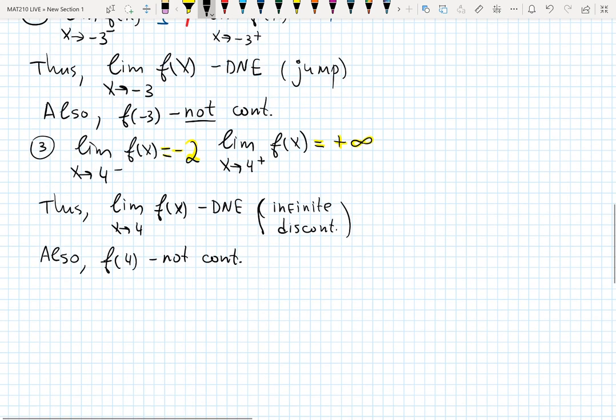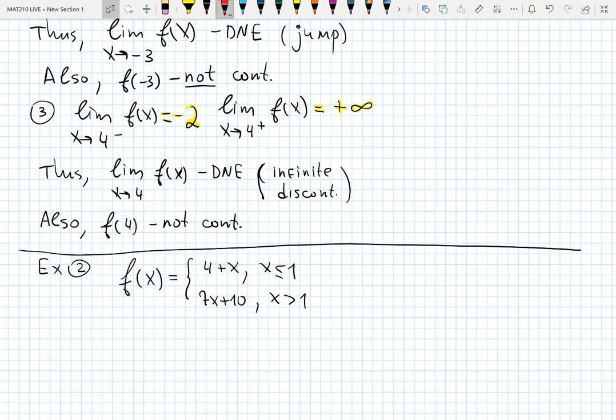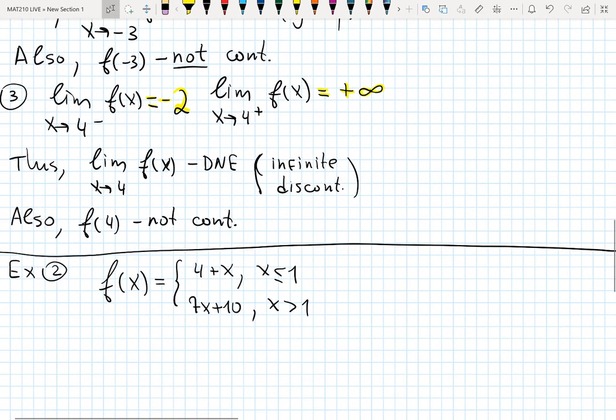One more example. What if I don't give you the graph of the function? Example 2. But I give you instead equations. So I have 4 plus x when x is less than 1, and then 7x plus 10 when x is greater than 1. This is how I usually explain it to students, and I think they're getting it in this way.